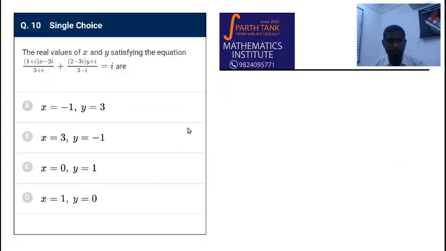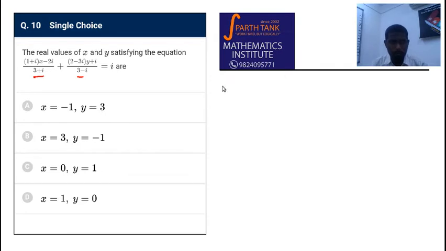Okay, moving on to question number 10. The real values of x and y satisfying the equation (1 plus i) into x minus 2i by 3 plus i, plus (2 minus 3i) into y plus i by 3 minus i is equal to 1 are. Now these are very simple problems. The idea is equate the real and imaginary parts on both sides. But to do that, first of all you have to rationalize each term and then you try equating the real and imaginary parts. Okay. So if you see that these two are conjugates themselves, take the LCM and that would itself rationalize the denominator. Correct?